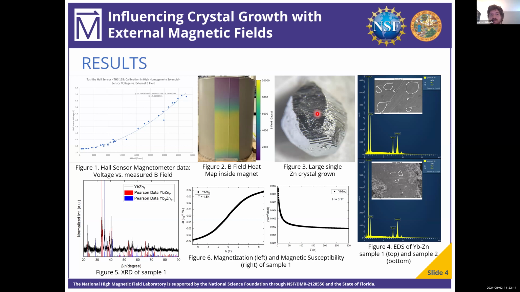This is a single huge crystal of zinc that we grew from our ytterbium zinc growth, and the individual crystals of the ytterbium zinc were smaller, but not so small that we couldn't do characterization on them. So here are sample 1 and 2. We have EDS data on them, showing that it looks like we have 2 different phases. And then from sample 1, we did additional characterization showing we have magnetization and magnetic susceptibility data of the sample, as well as our X-ray diffractometry correctly showing that we have 2 phases that are in Pearson's crystal database.